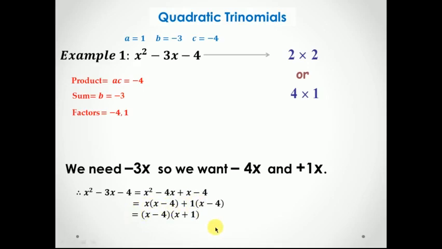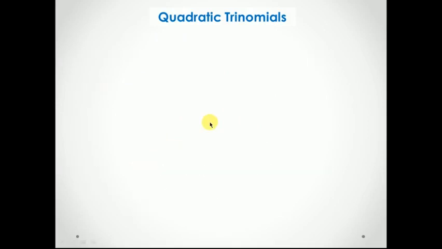So you see, it's pretty simple. As long as we can identify the factors, factorizing quadratic trinomials should be fairly simple. Alright, let's look at another example.